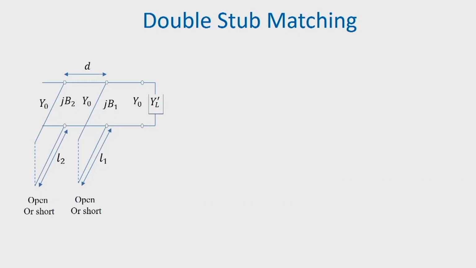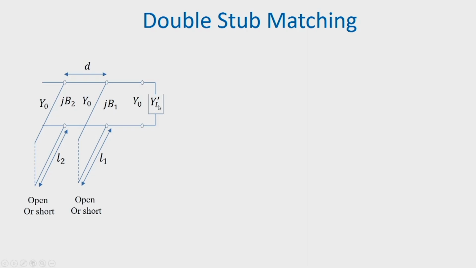Let us now move on to another type of stub matching where we use more than one stub. So, let us see how we can do impedance matching with double stub. Now, these two stubs may be spaced at a fixed distance and also located at a fixed distance from the load.